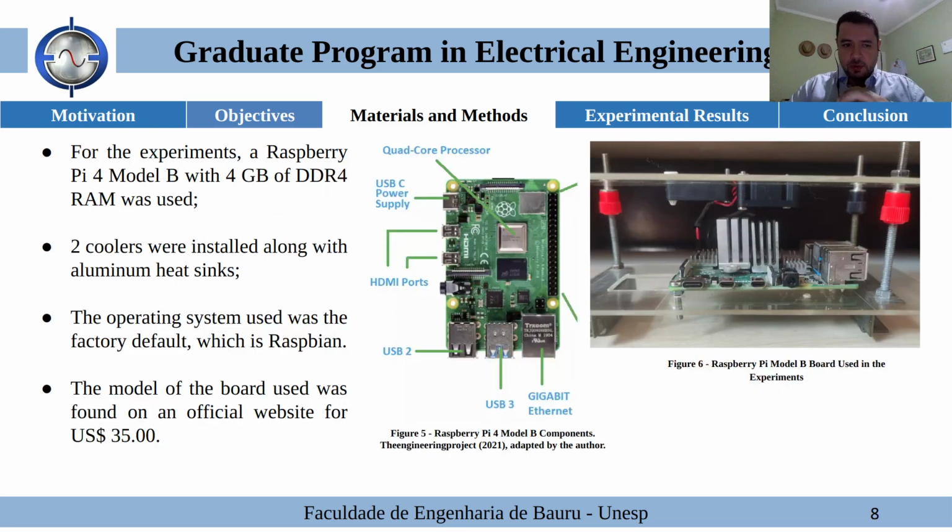And we performed all the tests on the Raspberry Pi with 4 gigabytes of RAM. We placed some coolers and fans in order to avoid overheating of the Raspberry Pi. And an interesting point is that it can be found on an official website for the price of $35. Therefore, it's very competitive.